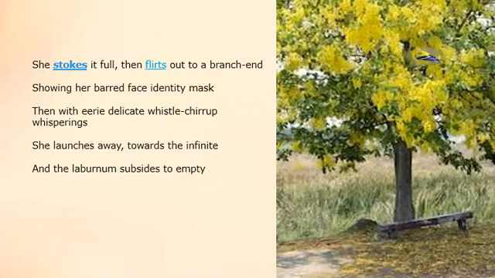On the end of a branch of the tree, her identity concealed behind the yellow flowers and yellowing leaves makes the tree look still. Why does the poet say so? Showing her barred face identity mask refers to how her identity is concealed behind the yellow flowers and the yellowing leaves.